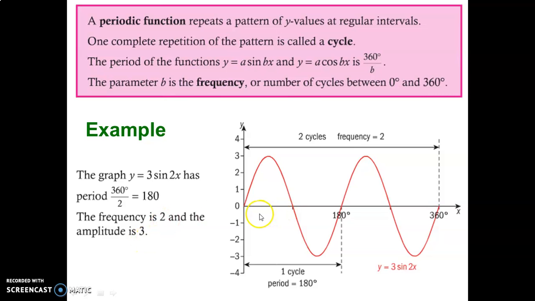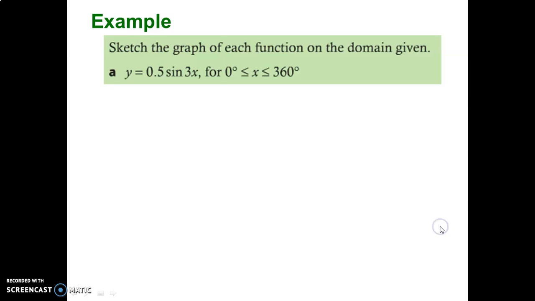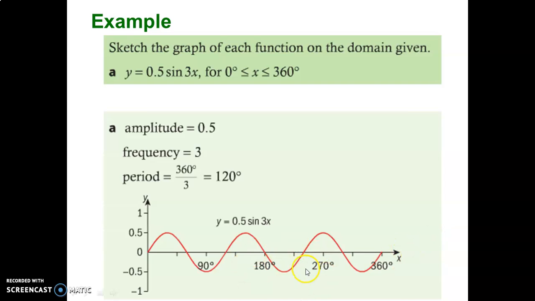Frequency represents how many times the cycle occurs in its normal 360 zone. So normally the frequency is 1, but now frequency is this 2 because 2 full cycles occur in that 360. Okay, try this one. Okay, hopefully you got something like this. Check your work there carefully. Let's see how you did.